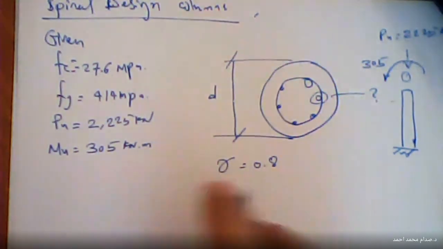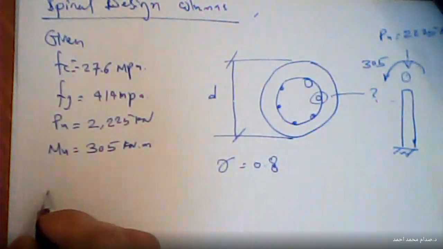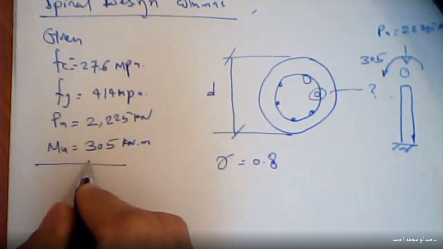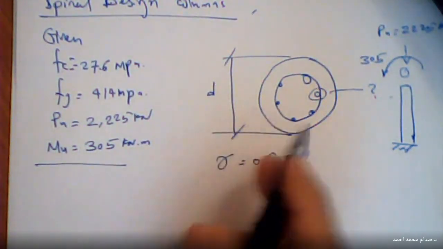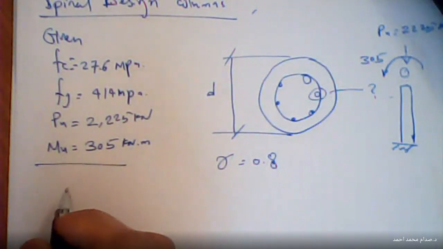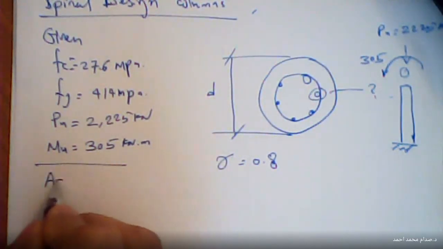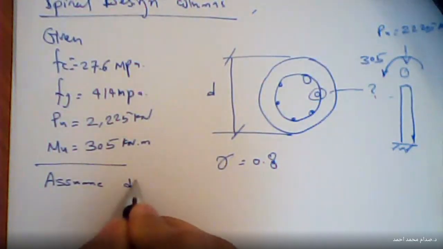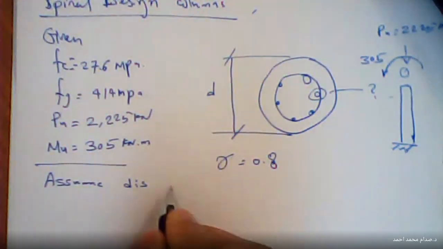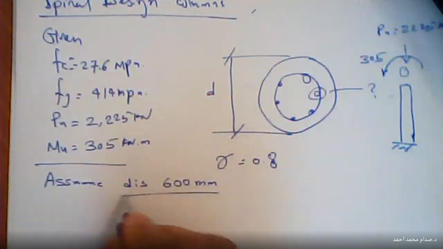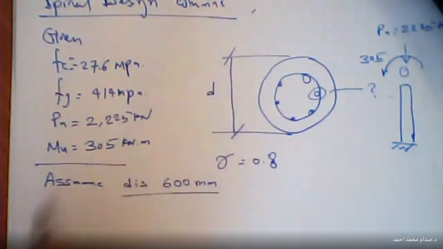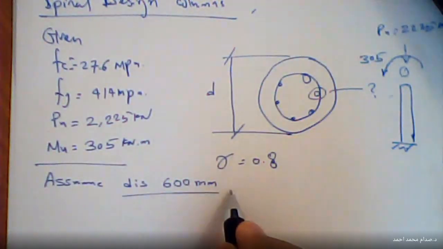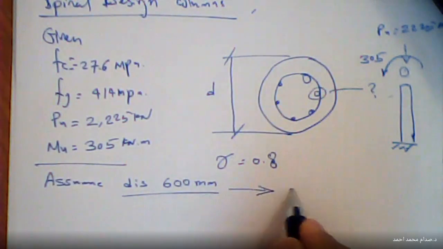I am going to select 0.8, for example. But first of all I have to select some dimensions for that spiral column. Suppose I'm going to use 625. So assume D is 600. Let's say 600. So for this 600 millimeters, I have to find the rho value.